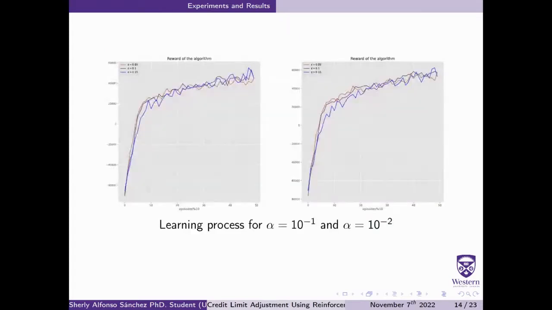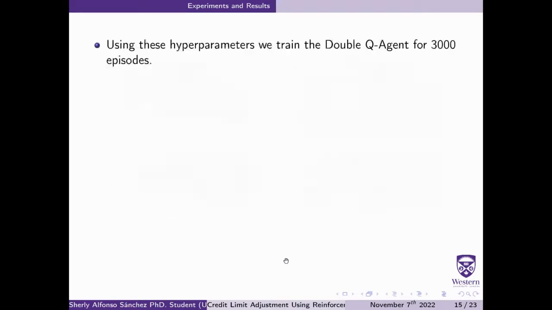Here I present some of the results. This is the learning process that we obtain using alpha equal 0.1, and this is using 0.001. And then we could see that here the performance is better, and because of that hyperparameter search, we proceed with epsilon equal to 0.1 and alpha equal 0.001.